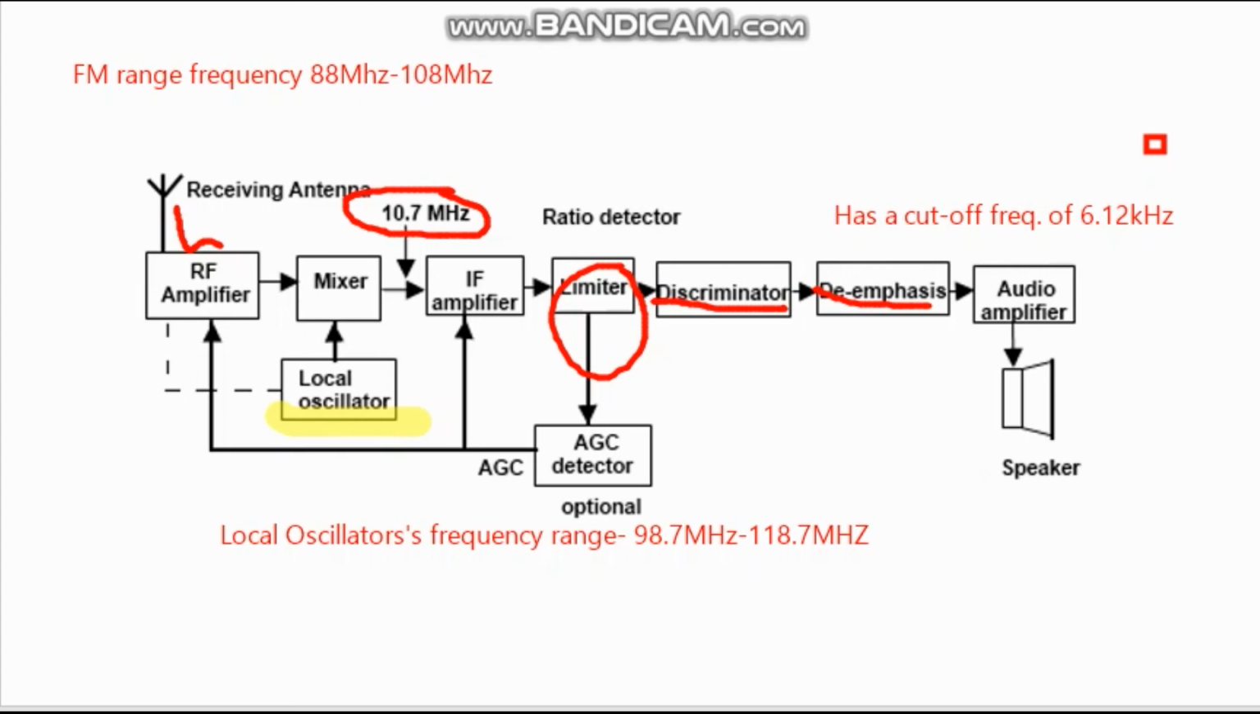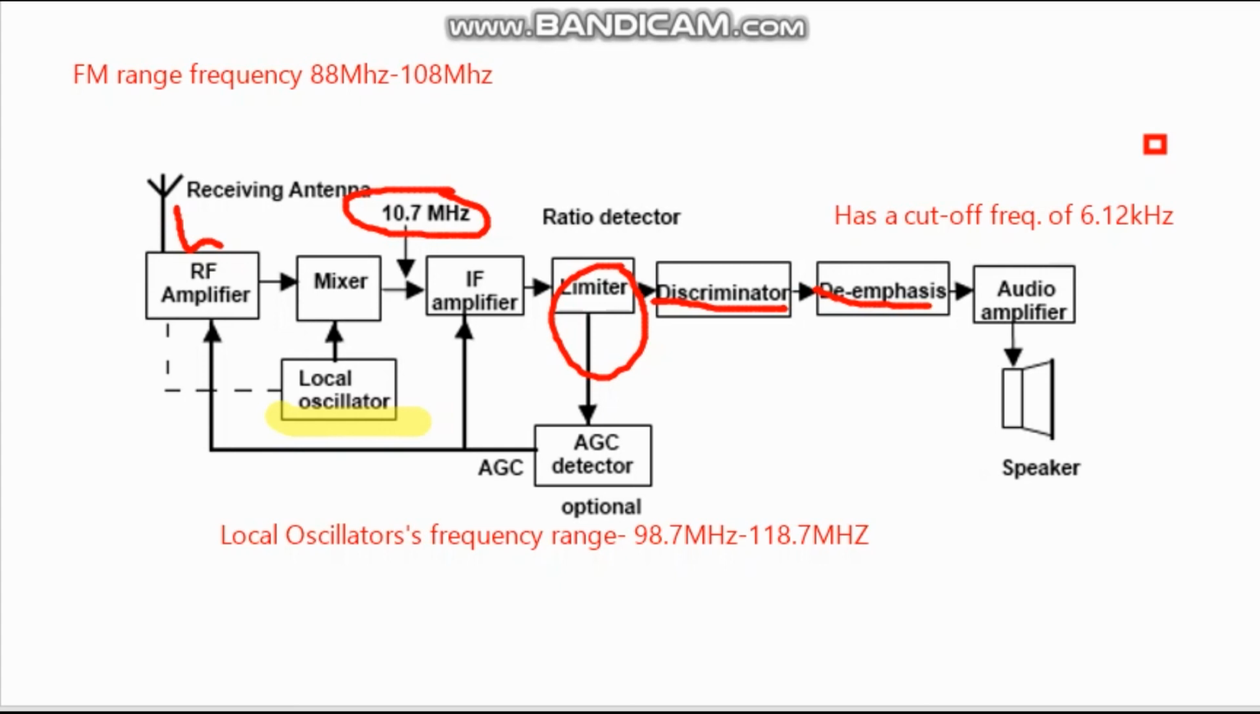And again, the important role of AGC or automatic gain control is to avoid overload that leads to the distortion of the signal in case the received signal strength is very high. And its another function is to avoid the increase and decrease of the signal strength when we are tuning from one station to another.